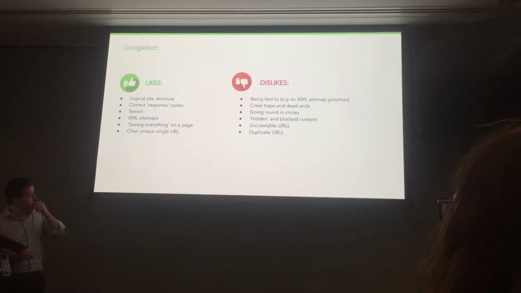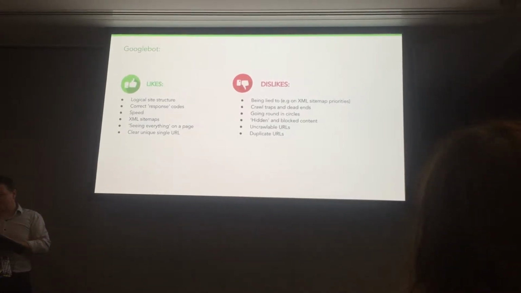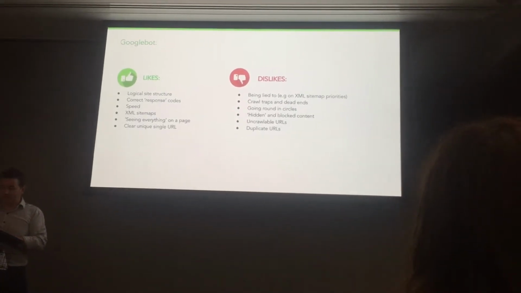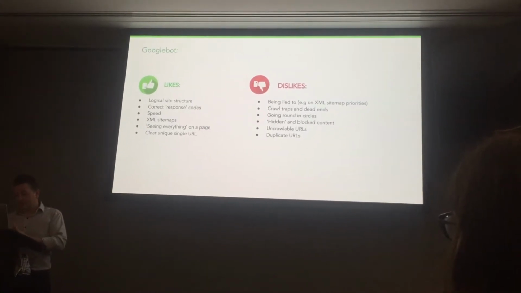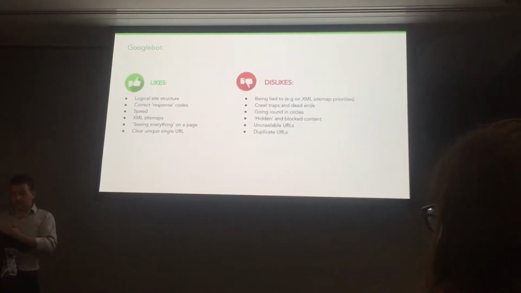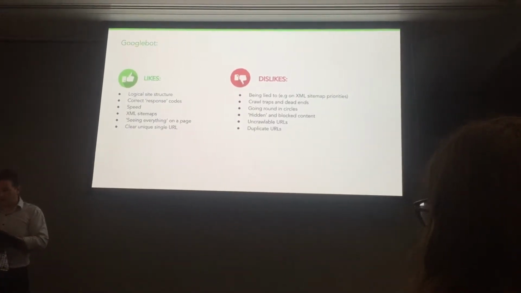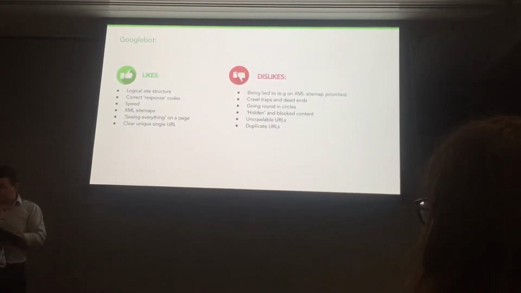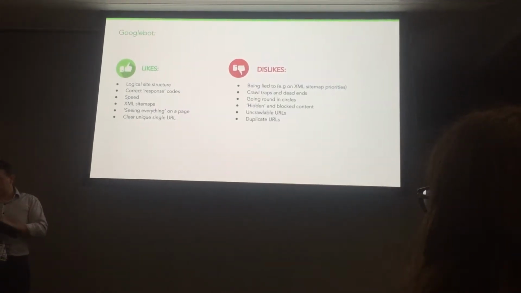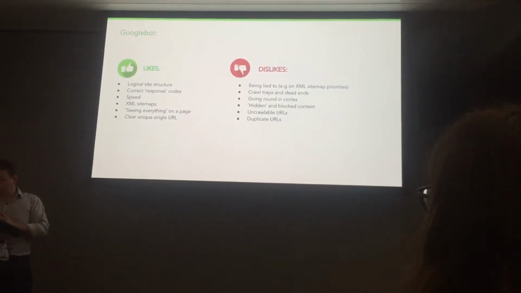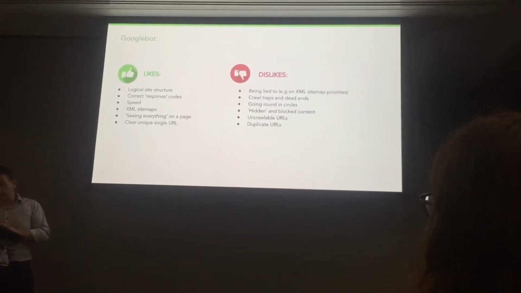And obviously things they dislike, this is pretty self-explanatory. Being lied to: don't include links in your sitemap to other websites that aren't yours, or links that reference another canonical owner, because it sends them on another track. They often go around in circles crawling redirect chains. Any hidden or blocked content slows them down. Any uncrawlable URLs slows them down even more.